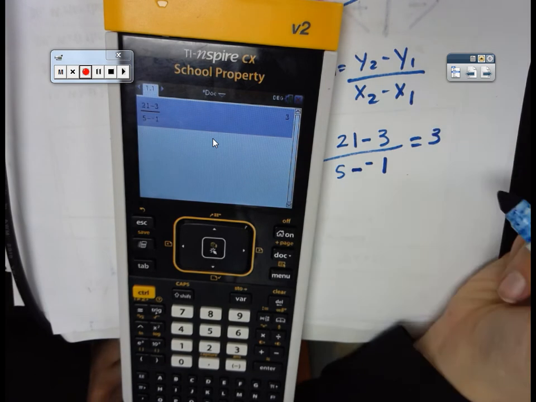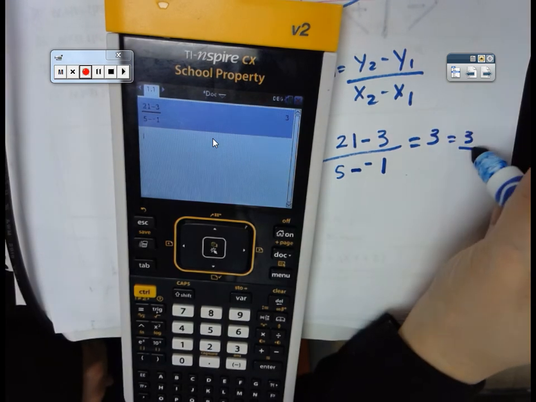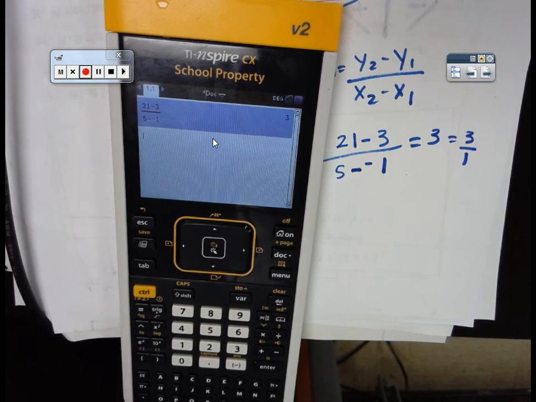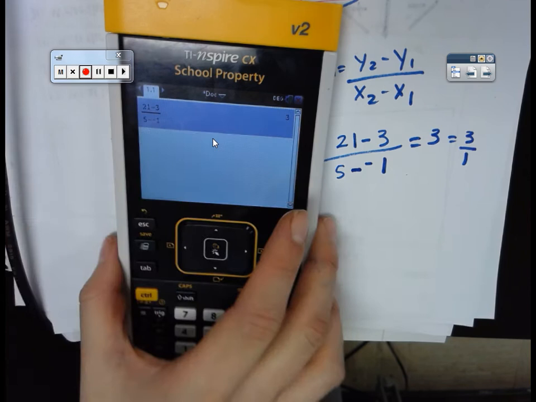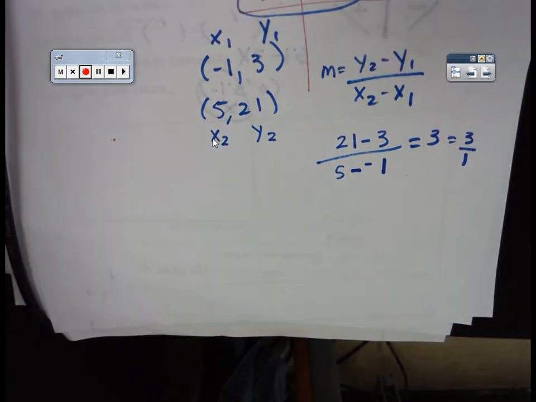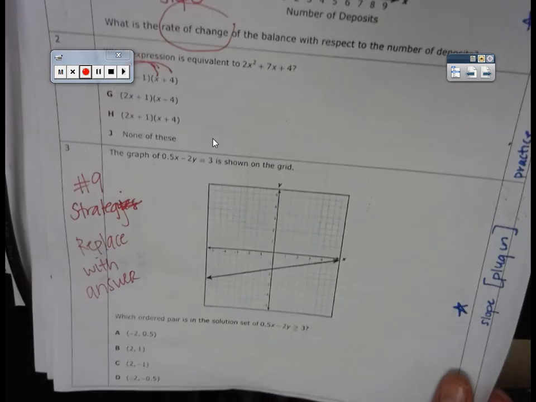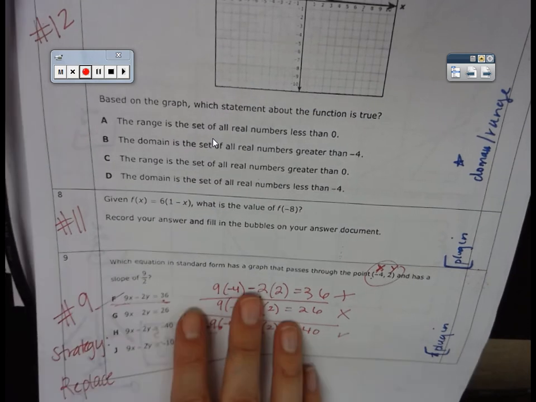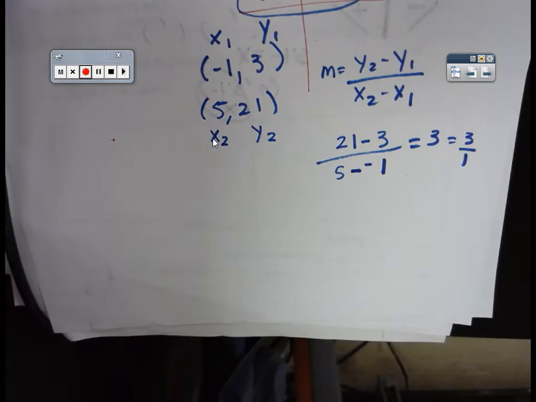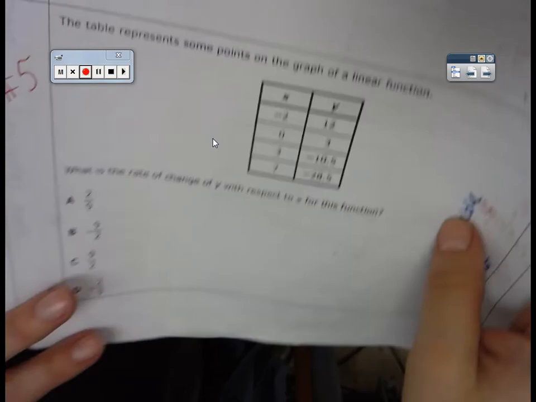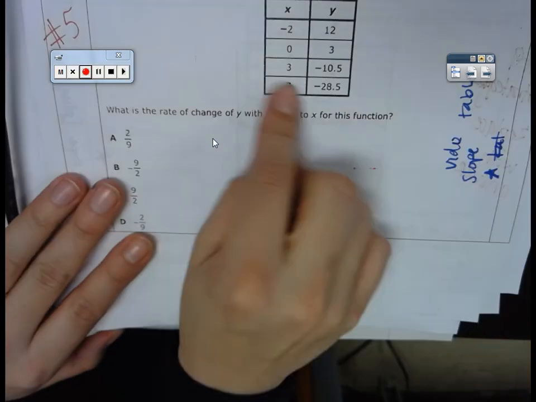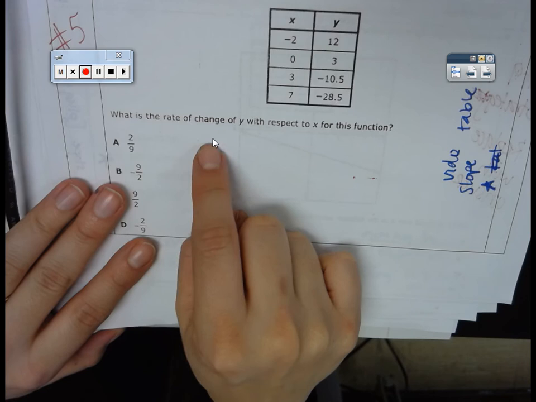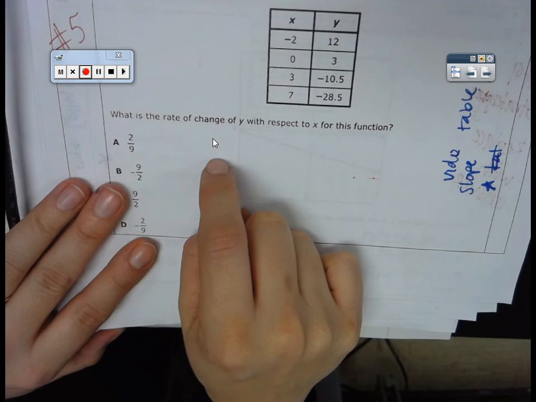Now, 3 is the same thing as 3 over 1 if I wanted to write it as a fraction because it's a whole number. So, now I'm going to show you another example. This is in the review packet that I gave my students in class. And I'm going to be looking at number 6. So on number 6, they give you a table and they ask for rate of change. That's the same thing as slope.